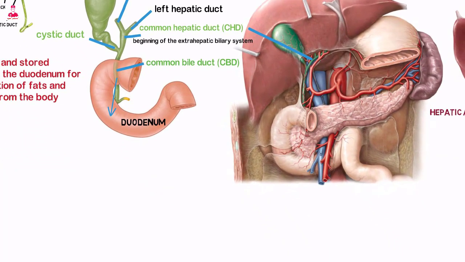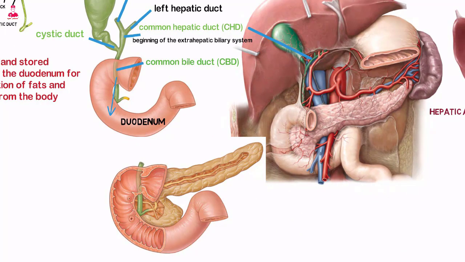The CBD continues a caudal descent along with the hepatic artery and portal vein within the hepatoduodenal ligament. It curves slightly to the right, away from the portal vein, then courses posterior and medial to the first part of the duodenum behind the head of the pancreas.